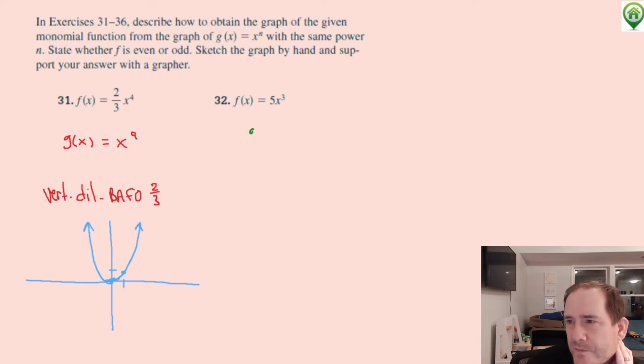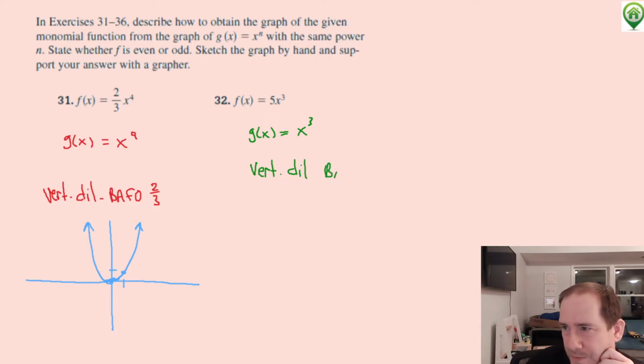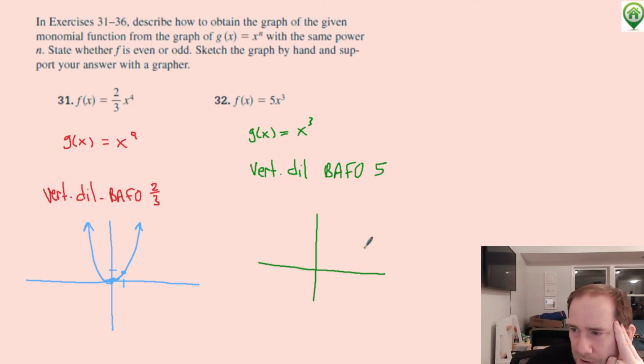This would be, we would let g of x be x cubed. And again, the only transformation would be a vertical dilation. This time it'll be by a factor of 5. Yeah, that's right. Okay, so then sketching this thing's graph. Again, we've got a k value of 5, so we know we pass through the point 1, 5, which would be up here.